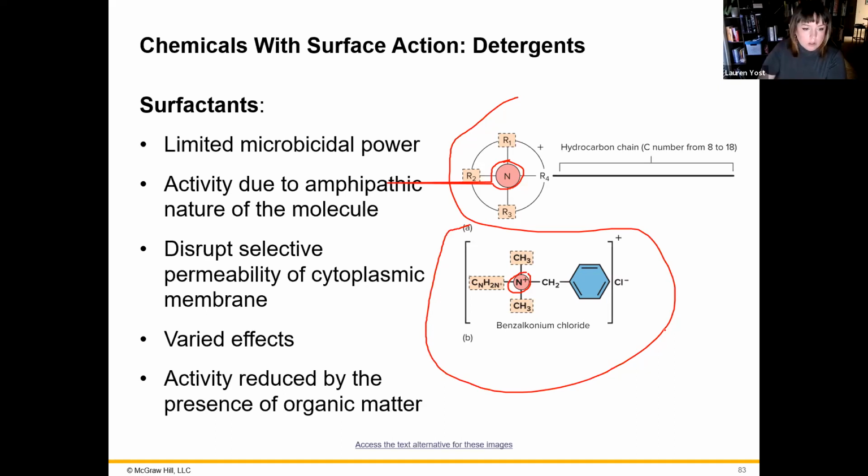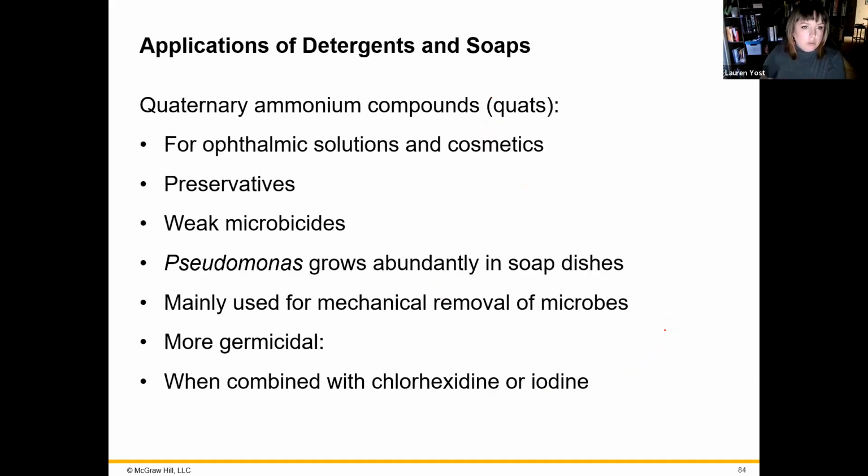Yeah, it doesn't work well in the presence of organic matter. We often use these quaternary ammoniums for ophthalmic solutions and cosmetics. So that's going to be like your contact solution, stuff like that. They're used as preservatives and microbicides in general.